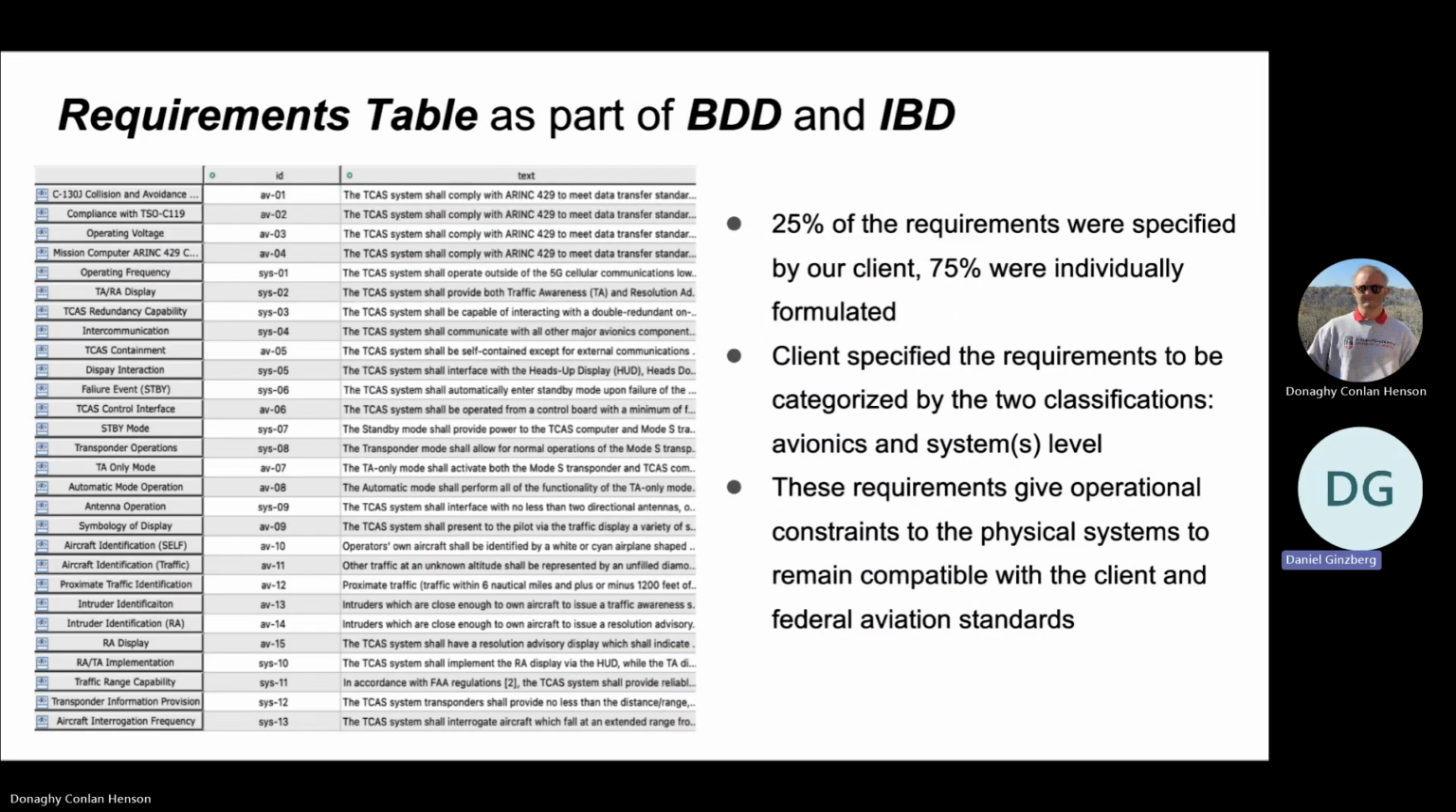This is our requirements table, and as y'all can see in the figure, the rightmost column contains the text with which the system needs to operate. The middle column is classified between 2 levels, avionics and systems level, and those levels are there to give us an ease of understanding of what these requirements are going to operate and interact with. About a quarter of the requirements were specified by our clients, and the rest were formulated by the team, and these all came from FAA guidelines and other documentation regarding TCAS.